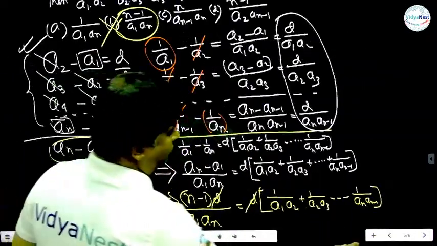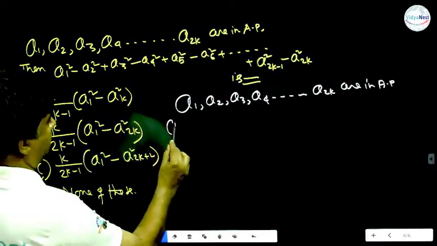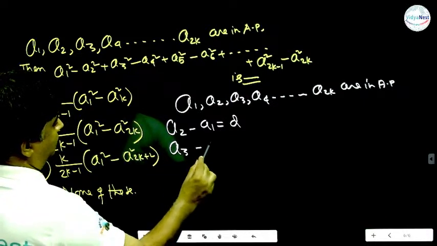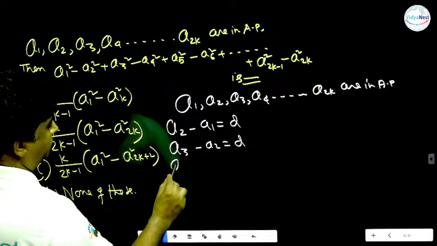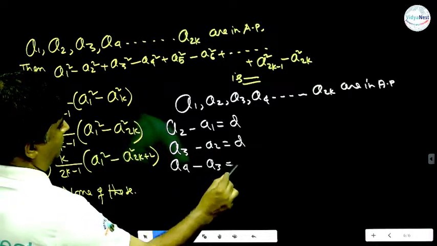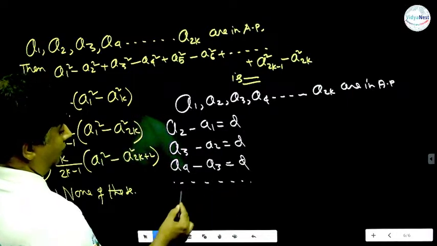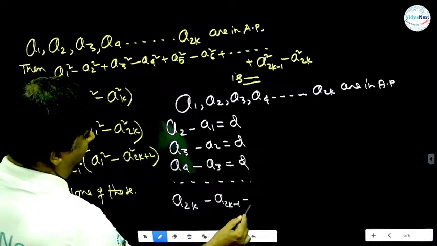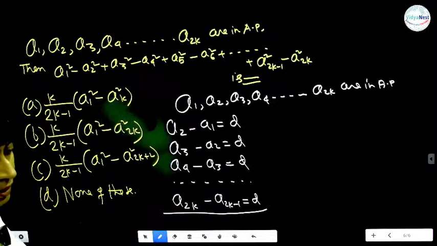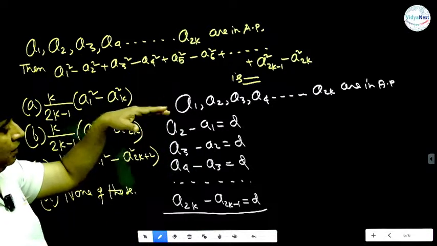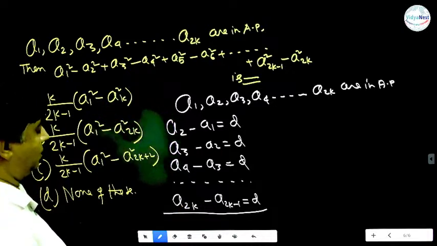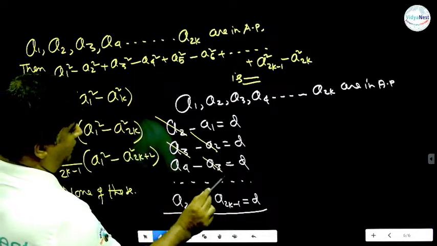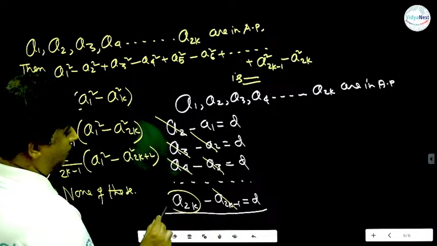So combination of these two sums. See, a2 minus a1 is D, a3 minus a2 that is also D, a4 minus a3 that is also D, last term a2k minus a2k minus 1 that is also D. So use that concept. If I make the sum of this again in rhythmical way, these elements will get cancelled. What will be left? This and this.